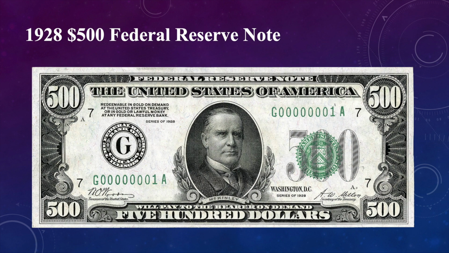In 1928, there were also these $500 notes, but these are not considered gold certificates. There's a curious thing about them. They're called Federal Reserve notes. And the interesting thing about these is that they say on them redeemable in gold on demand at the United States Treasury or in gold or lawful money at any Federal Reserve bank, though they're not a gold certificate.